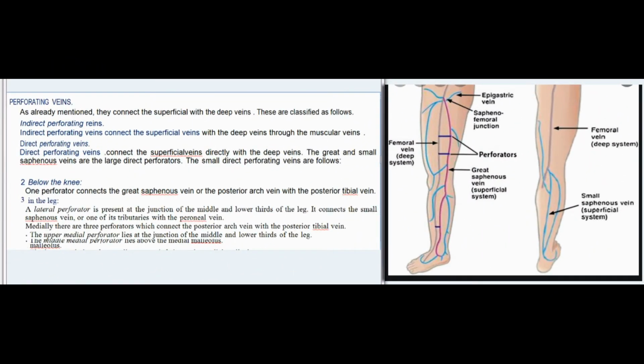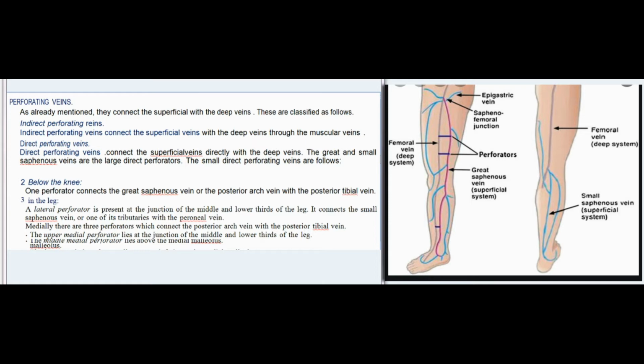Perforating veins. As already mentioned, they connect the superficial with the deep veins. These are classified as follows. Indirect perforating veins connect the superficial veins with the deep veins through the muscular veins. Direct perforating veins connect the superficial veins directly with the deep veins. The great and small saphenous veins are the large direct perforators.